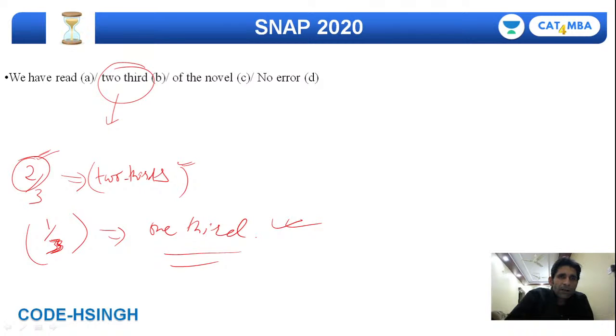So obviously we have a two-third. Two-third की बात हो रही है. Two-third मतलब यहाँ पे हो जाएगा two-thirds. So guys, this is the answer, two-thirds. I hope all of you got this. Okay, moving on to the next question.